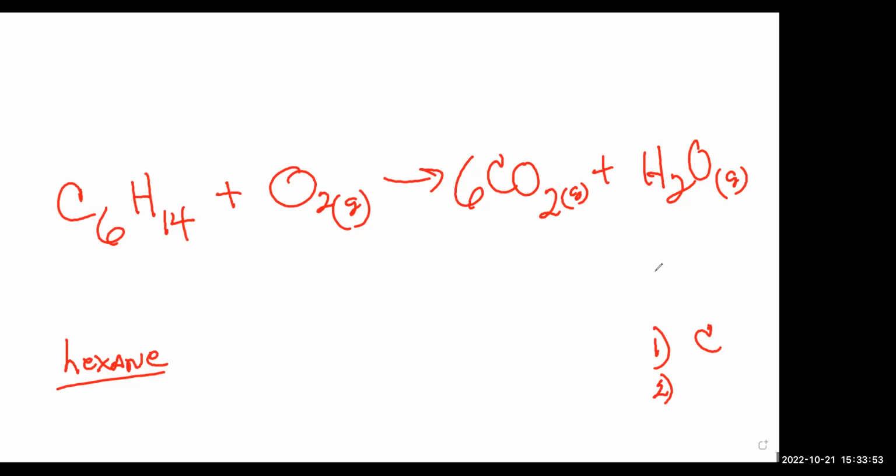Step number 2, this is true for any of the hydrocarbons you're going to do a combustion reaction. We balance the hydrogens. So we got 14 on the left in the form of hexane, but only 2 on the right. So if we put a 7 in front of water, that takes care of our hydrogens. We're balanced. Finally, we balance the oxygens.